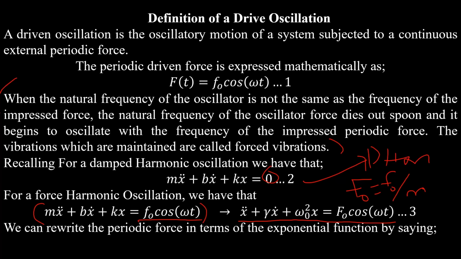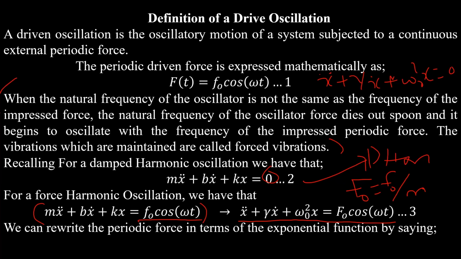Now you notice that equation 3 is a non-homogeneous second order differential equation, and the solution is going to be gotten by first finding the complementary function and also finding the particular integral. To find the complementary function of equation 3, we first have to solve the equation x double dot plus gamma x dot plus omega naught square x is equal to 0. Solving this equation gives us our complementary function. Then when we replace the periodic force, we can solve for our particular integral.